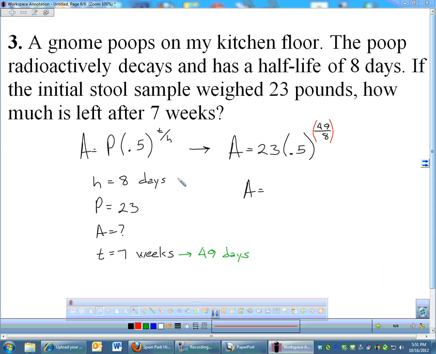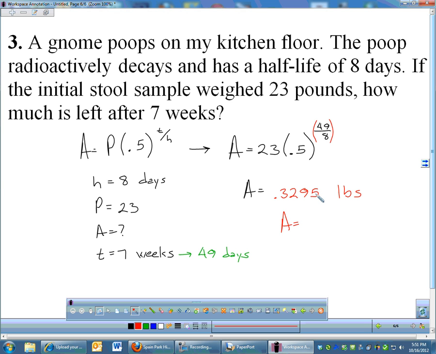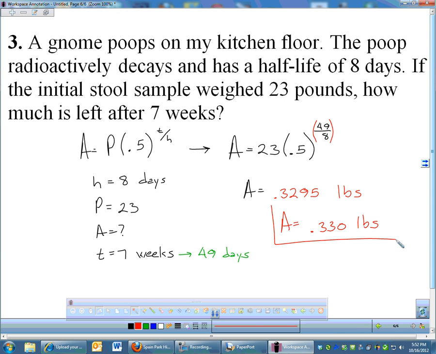And I get an answer of 0.3295 pounds. And I'm a fan of rounding to the third decimal, so when you round that to the third decimal, the 5 is going to round the 9 up, which will actually pull that 2 up, so it's going to be 0.330 pounds. And the reason I like 3 decimals is because that's the standard on the AP Calculus exam, and I just kind of stick with it for pre-cal.